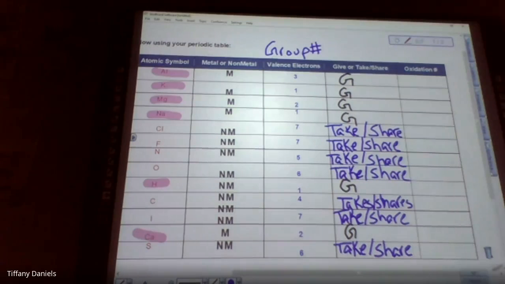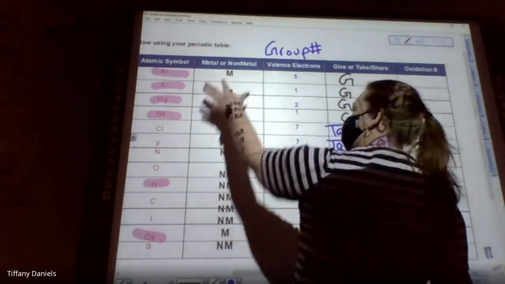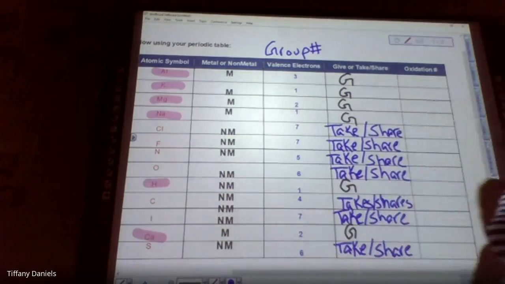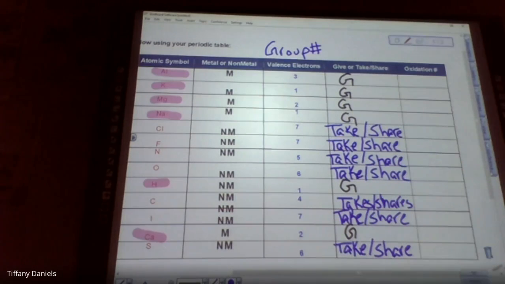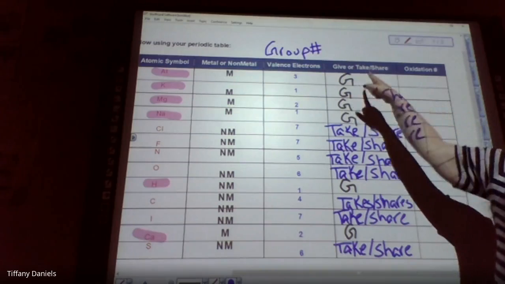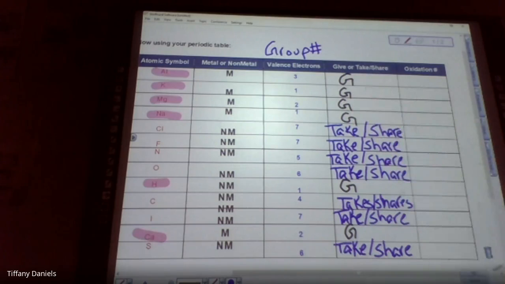But you can also look at their property. Are they metals or non-metals? Because if they're metals, we know that their oxidation number is going to be positive. Because we know that they're giving that negativity away. Okay? So I always like to start with my metals. Just because to me, it makes sense. There's more of them on the periodic table. I'm less likely to confuse them.